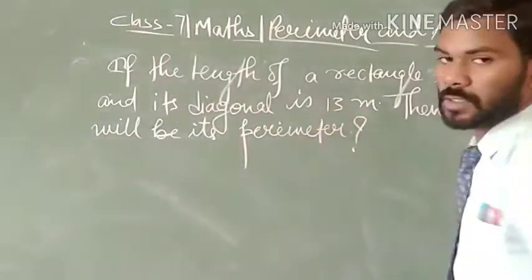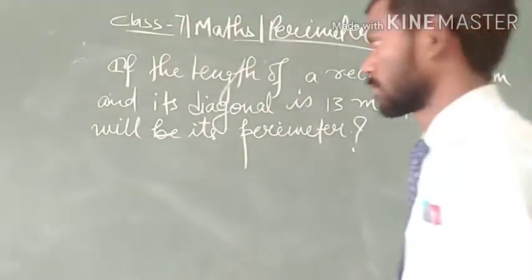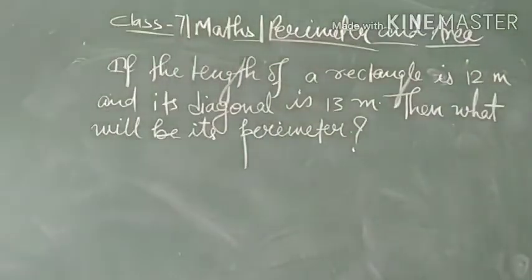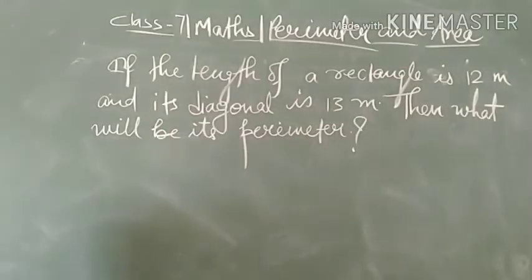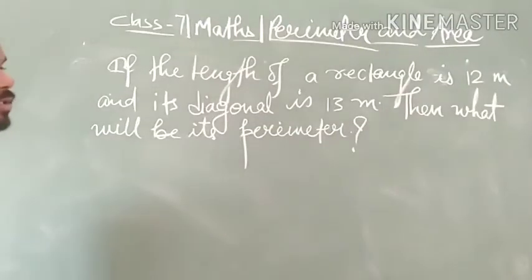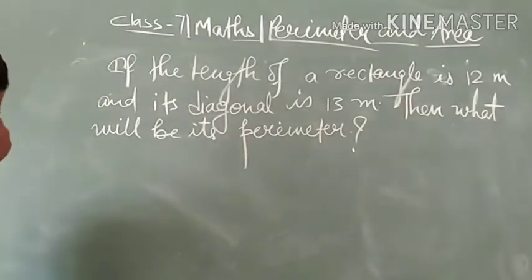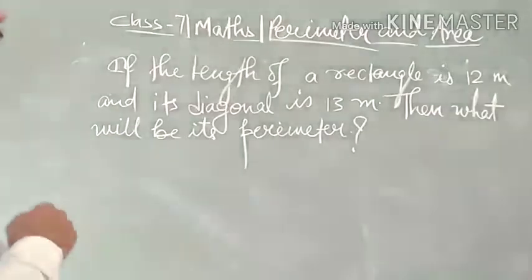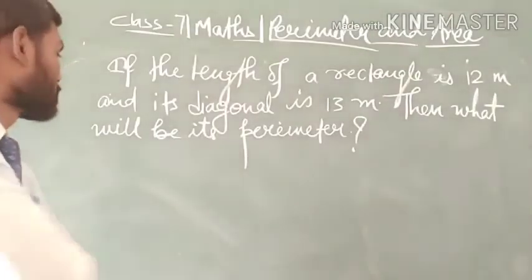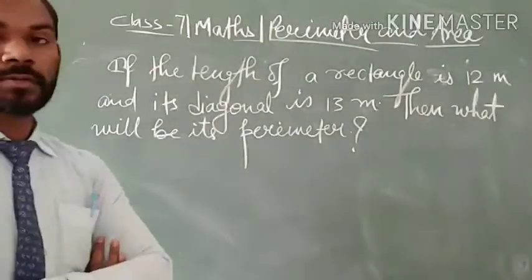This is the given question. So let's try to understand what the question wants to say. Then we shall think about its solution. The question says that if the length of a rectangle is 12 meter and its diagonal is 30 meter, then what will be its perimeter?